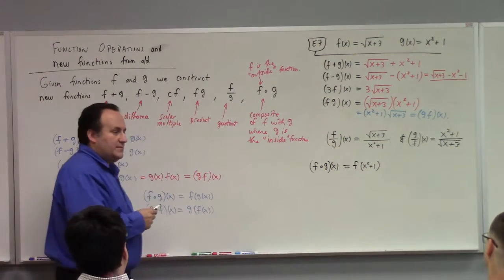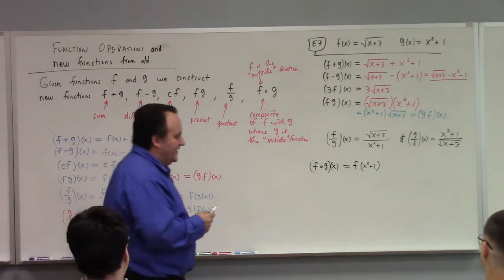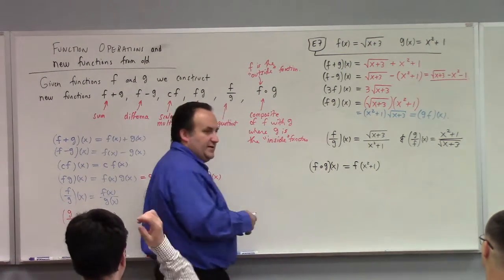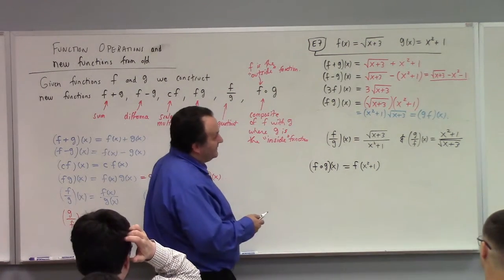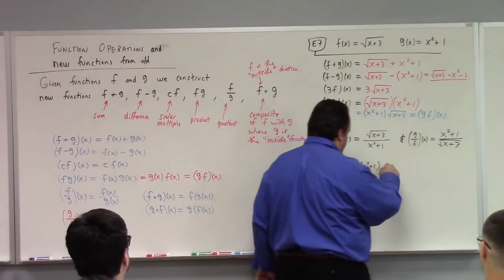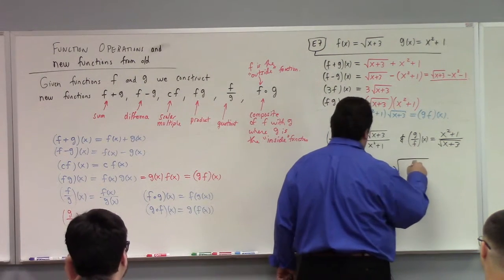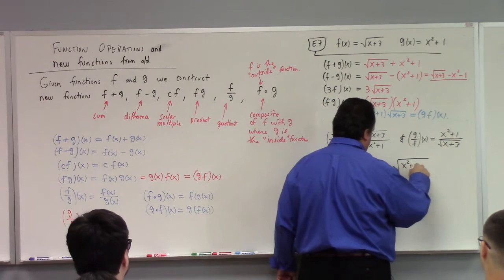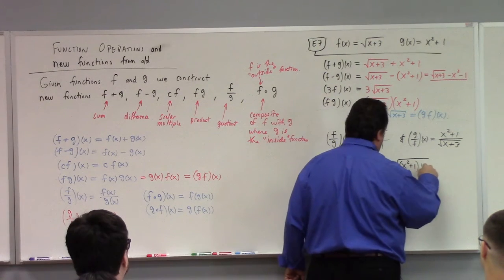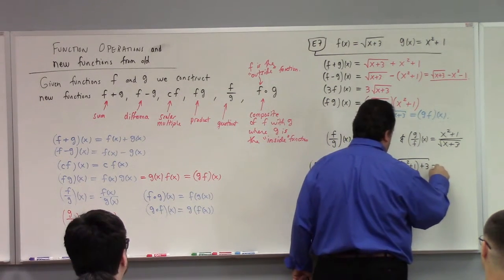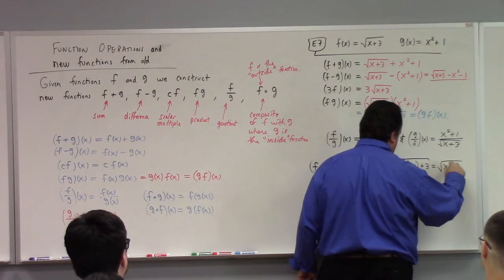And how does that work? f of x squared plus 1. That means we have to put x squared plus 1 in the place of x in the formula for f. So that would be the square root of x squared plus 1, plus 3, right? Which of course I could simplify. That's x squared plus 4, right?